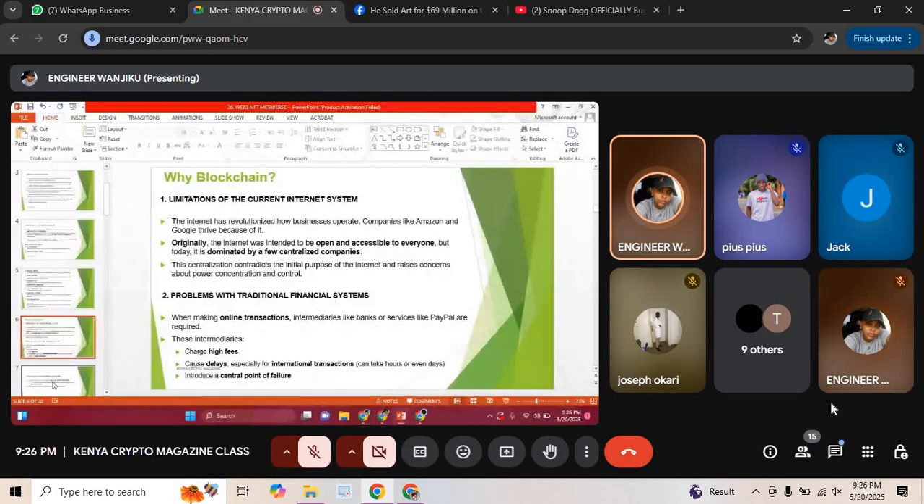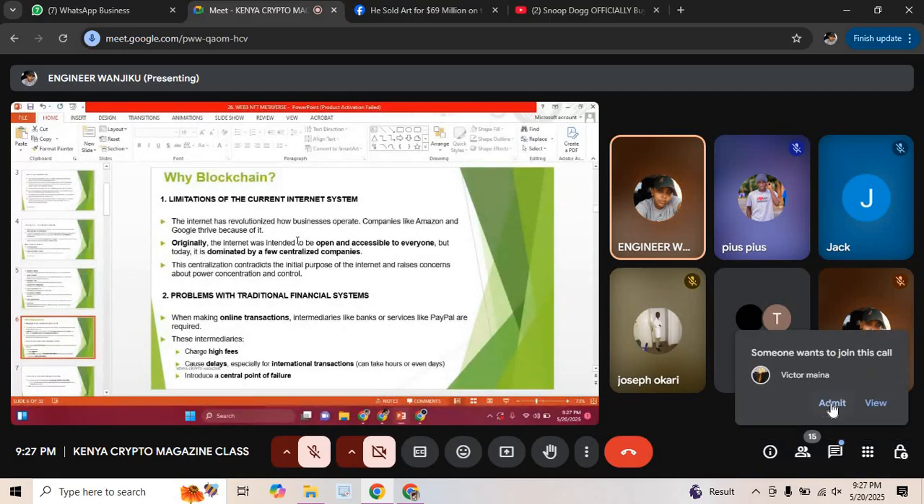So why blockchain? Limitations. To understand why we need blockchain, we need to understand the shortcomings of the current internet system, and that is Web 2. So the limitation of the current internet system, number one: the internet has revolutionized how businesses operate. Companies like Amazon and Google thrive because of it. That's a fact. Originally, the internet was intended to be open and accessible to everyone, but today it is dominated by a few centralized companies, for example, if you want to distribute your video, maybe YouTube, TikTok, and that.